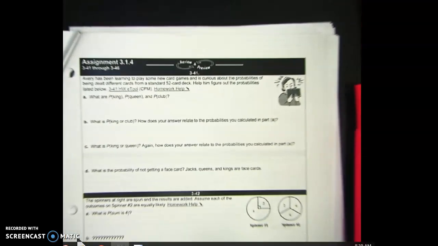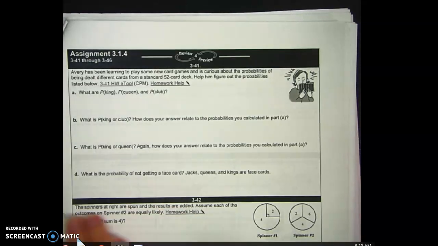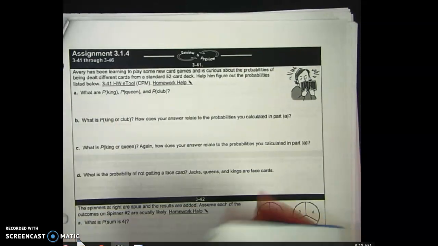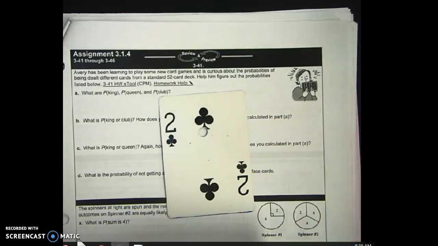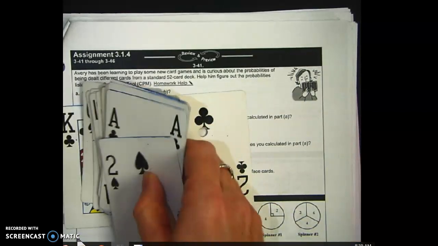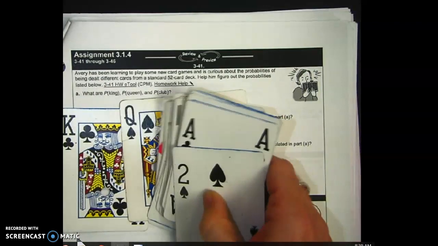Okay, let's see what they want. They want to know what's the probability of picking a king, a queen, and a club. Okay, so here's the clubs. That's the definition of clubs. And then this is what a king looks like. So that's the king. And then the queen is that.